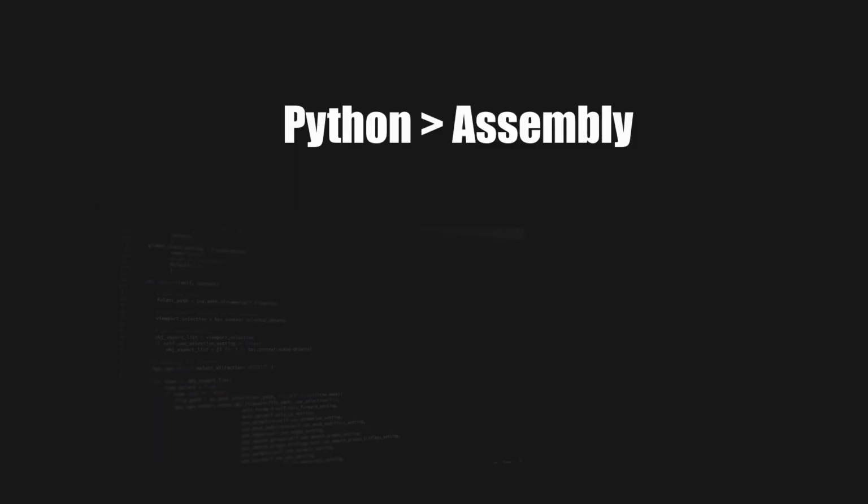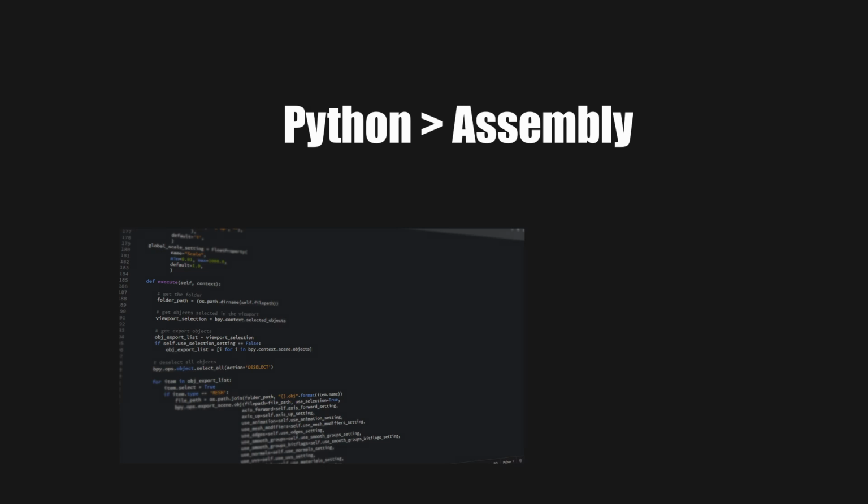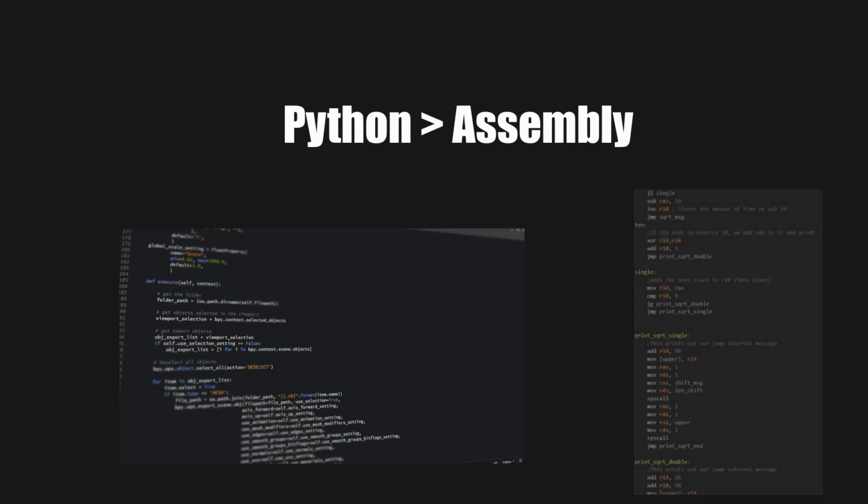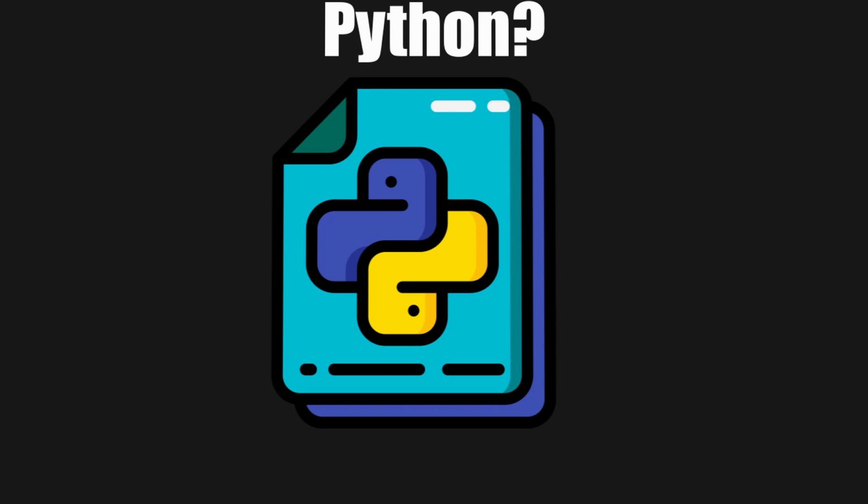Well, Python is a high-level programming language, which means that it's closer to spoken English than it is to machine code. So what does this mean? It basically means that Python is easier to pick up and learn as opposed to something like assembly, a lower level language. So why might you want to learn Python though?